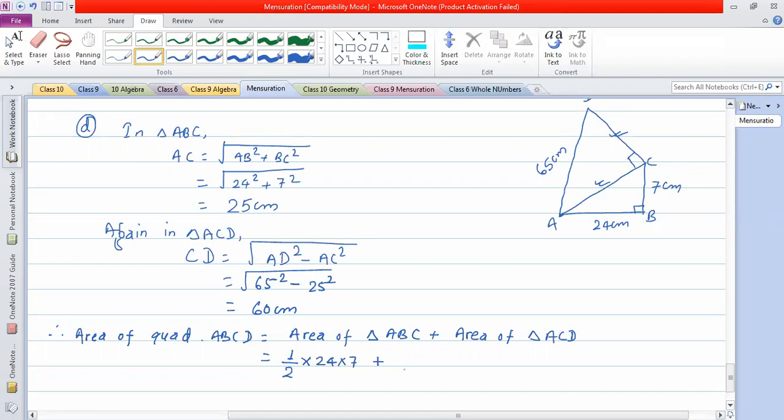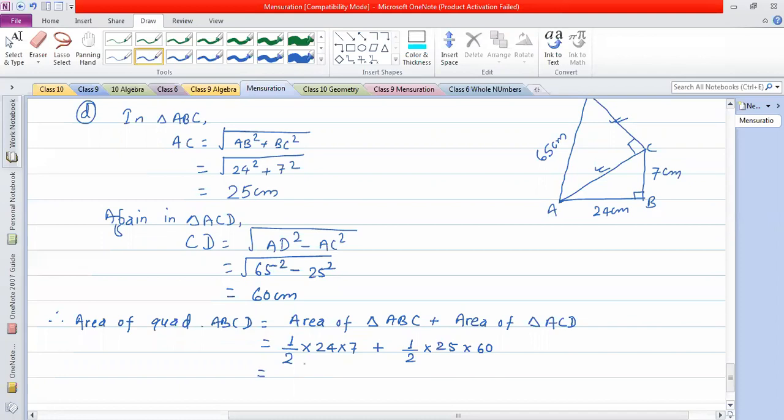Okay, similarly for area of triangle ACD is 1/2 into AC, which came 25, into CD, which came 60. Now we can find easily, how much it will come, 2 into 12. It will cancel 12 times. 12 sevens are how much? 84. Okay? 12 sevens are 84.